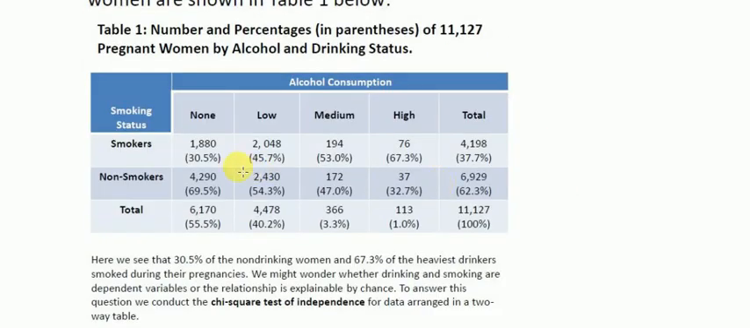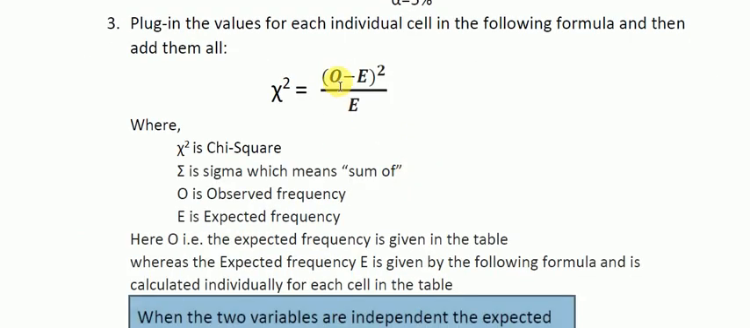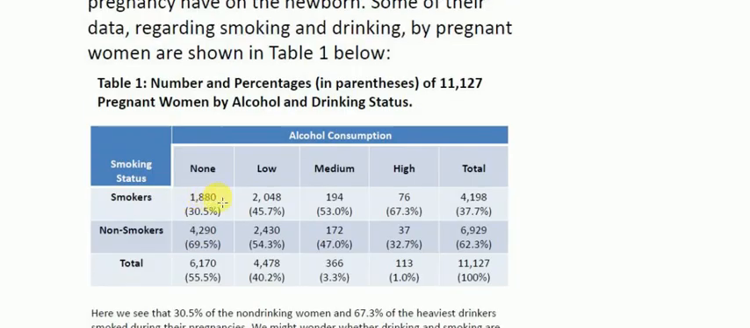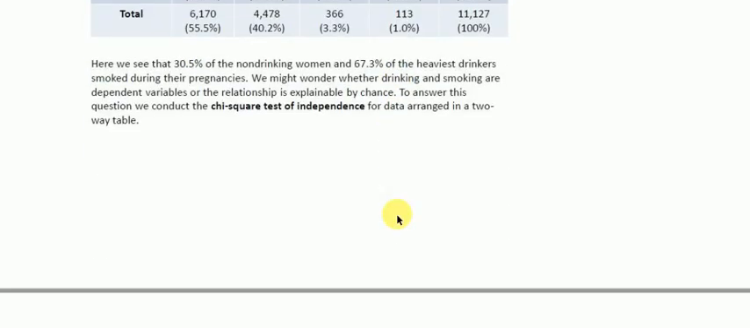We are going to follow the same example. These values are simply the observed frequencies, which we have by looking in the table. But we have to calculate the expected frequency for each of these cells, so we can apply the formula for chi-square to each of the individual cells. So now we are going to calculate expected frequencies.